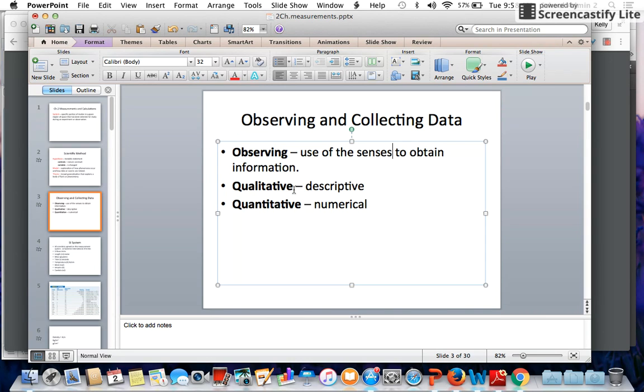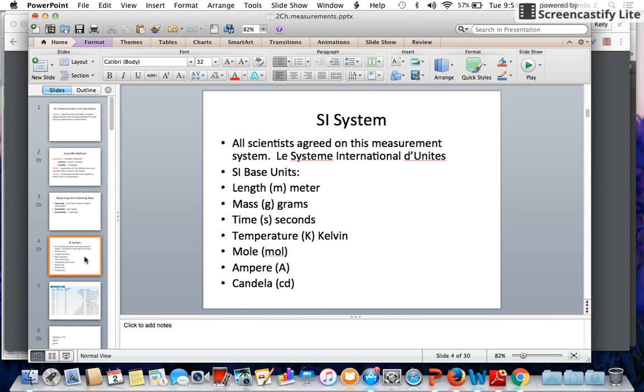And qualitative versus quantitative. Quality is the root word here, and it is a description, or how you explain something not using numbers. So you might say the desk is brown, the chair is blue. So that's qualitative data. Quantitative data deals with numbers, so it's numerical. So you would say the desk is 4 feet long. So that is all quantitative.